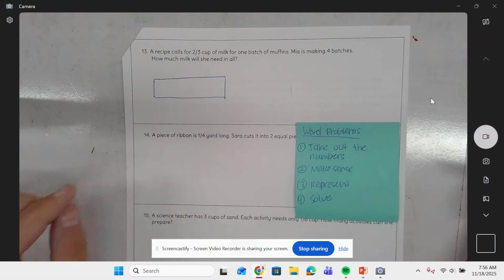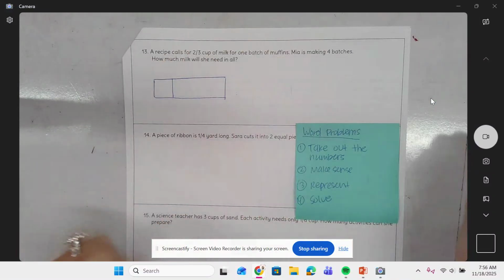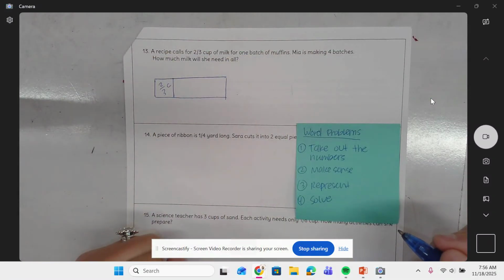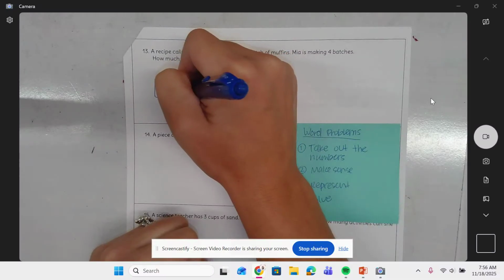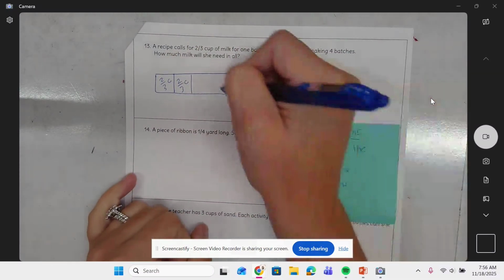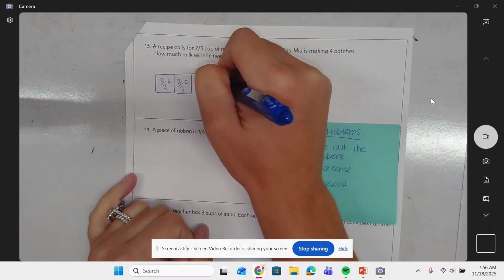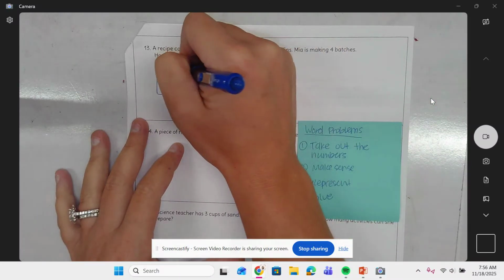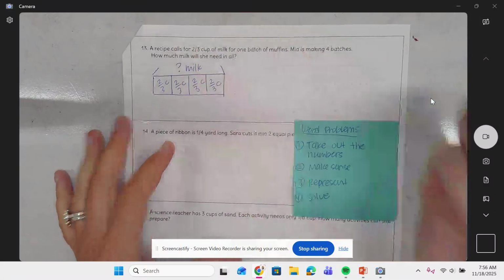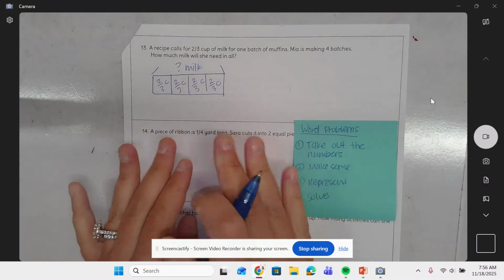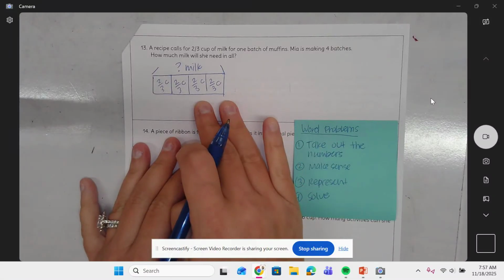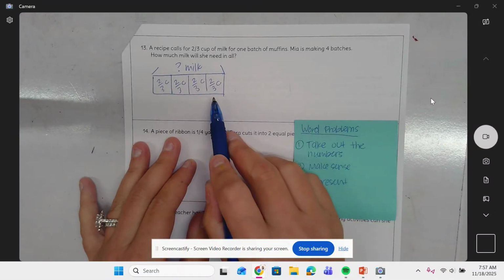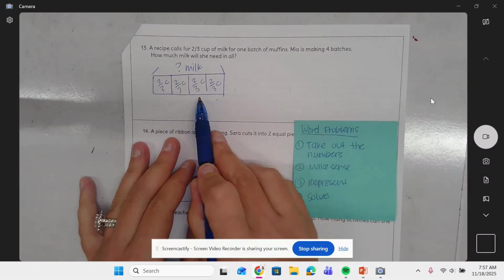Well, in this situation, I know that one batch of muffins is 2/3 of a cup of milk, which means the second batch that she's making is also 2/3 of a cup of milk. And then so would the third batch and the fourth batch. And it's asking for how much milk is there total. And the goal is that once they represent their thinking in this tape, after they take out the numbers to make sense of it and they put the numbers back in once they make sense of it, you can get your number sentence from your tape.